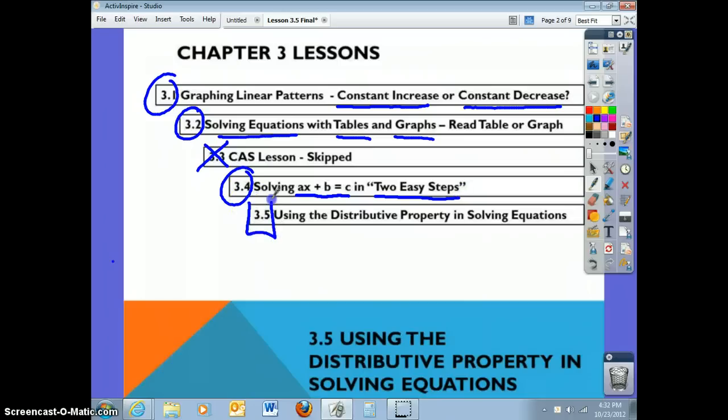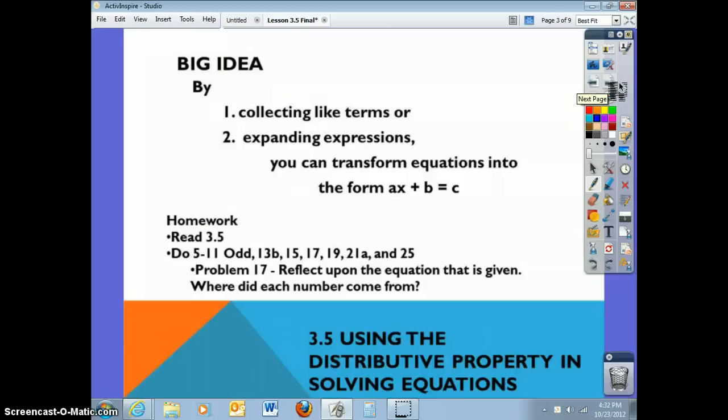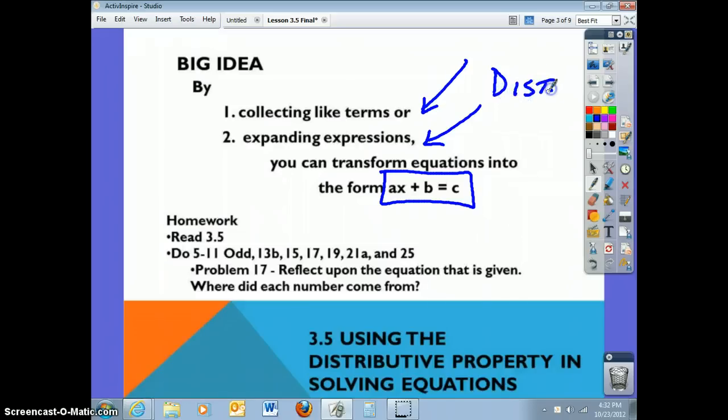And then finally today we're going to talk about 3.5, which is to use the distributive property to get it into the form of ax plus b equals c so that we can then solve it. Okay, so the big idea is to say you can either collect like terms or you can expand expressions, and by doing that you can transform an equation into this form and solve for x. When you collect like terms or expand expressions, you are actually using the distributive property.